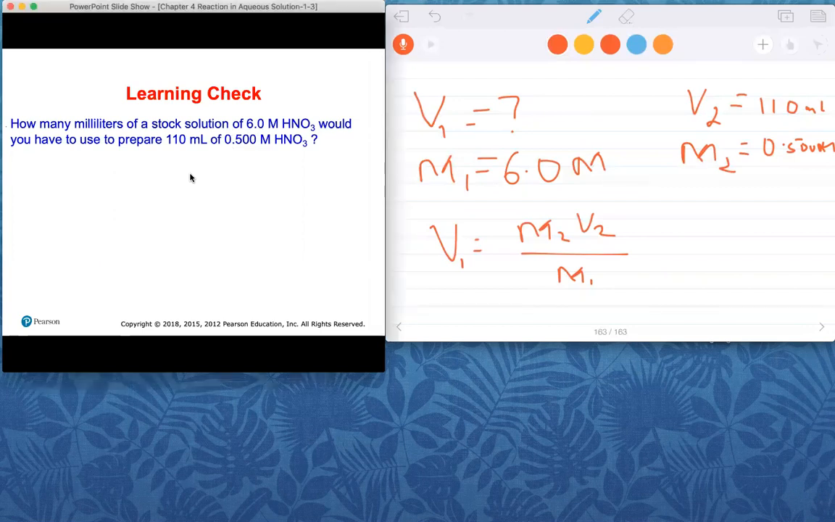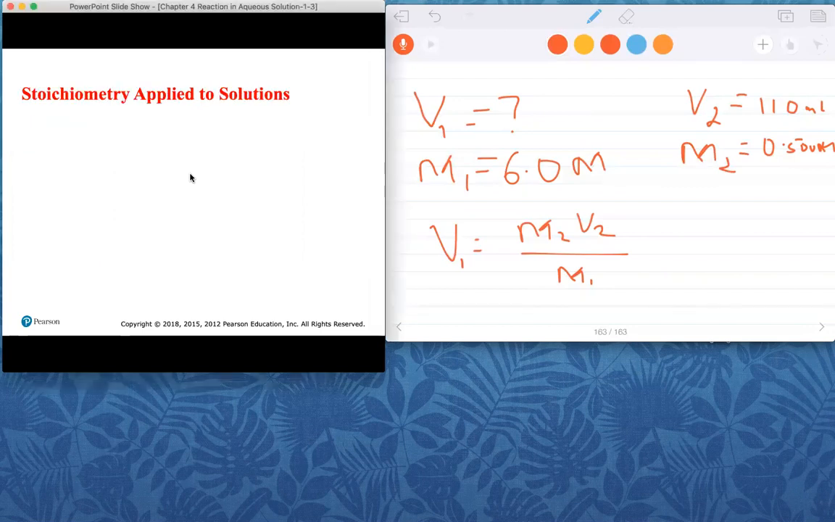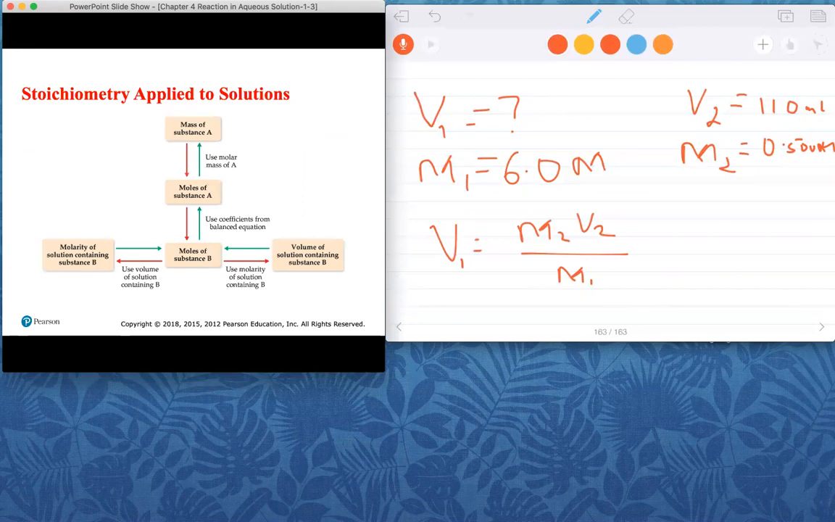Now, here is the summary or the flow chart of stoichiometry to this point. This slide summarizes the equations used to find the identities you're looking for.